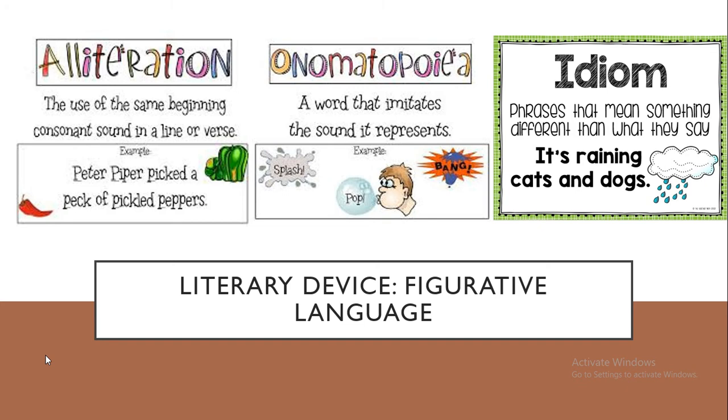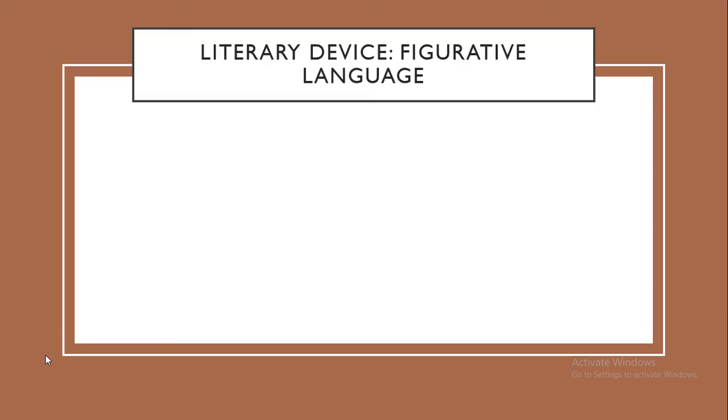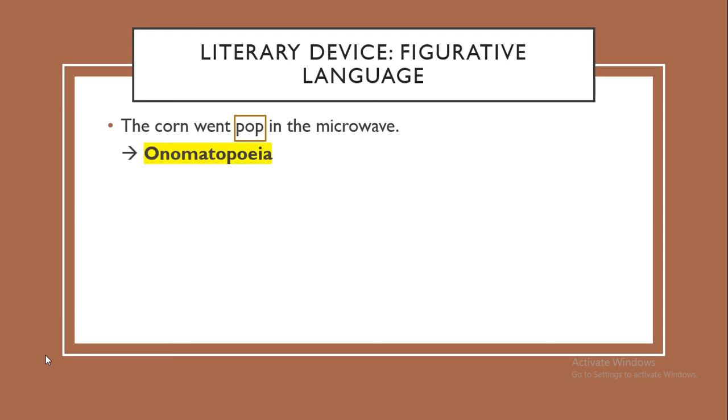So let's go ahead and practice identifying alliteration, onomatopoeia, and idioms. The corn went pop in the microwave. So I notice here pop, which is a sound, and I know when I hear sounds, I have an onomatopoeia.